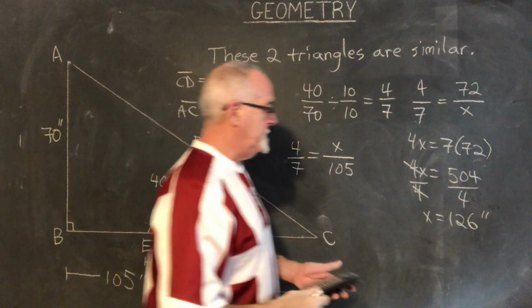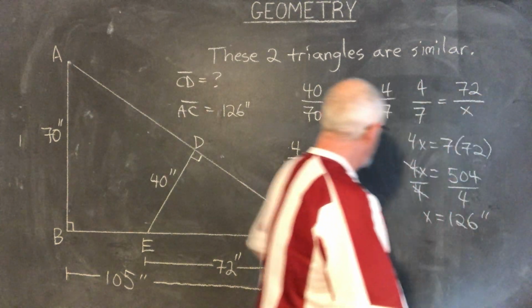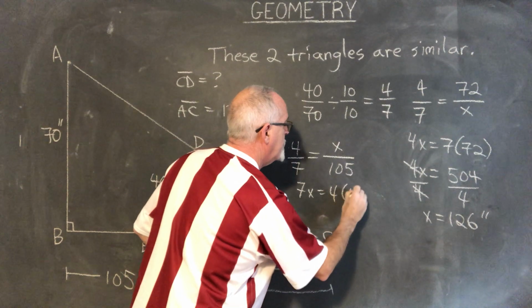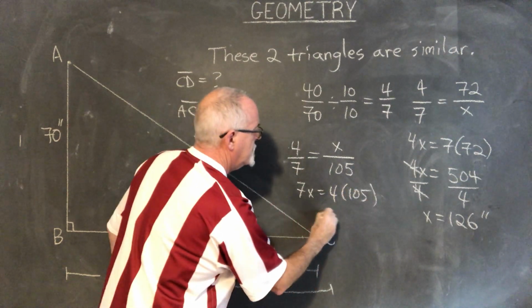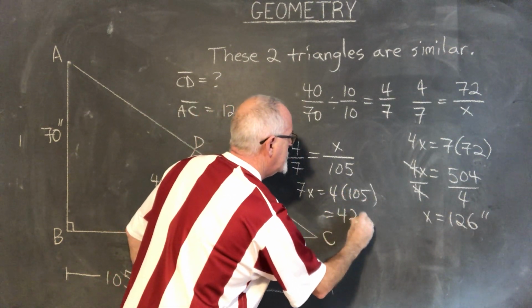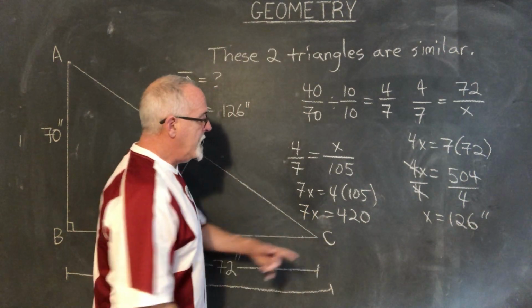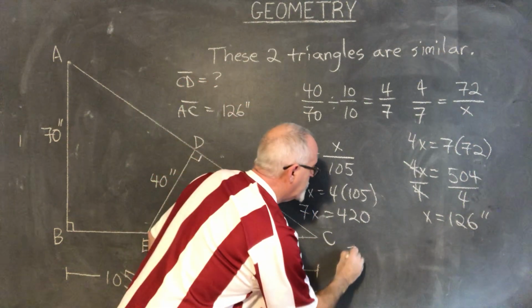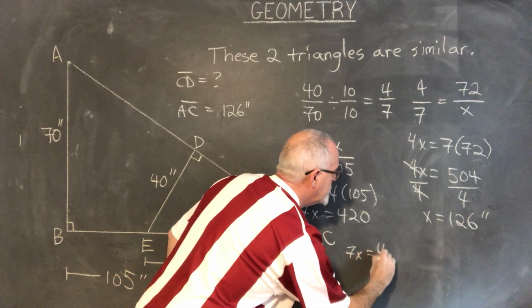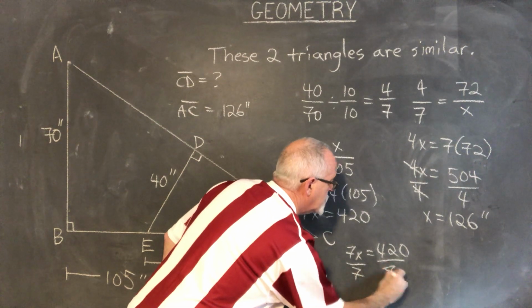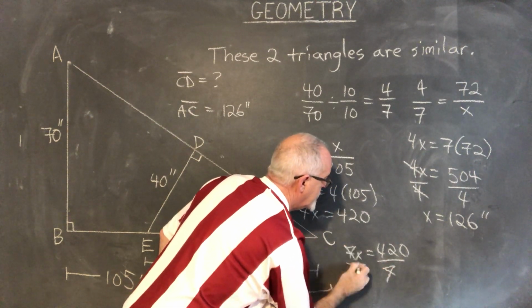Phew, I thought I was missing something in this example. Cross multiplying, 7 times x equals 4 times 105. That's going to be 420. This vertex is in the way, but 7x equals 420. I'll just copy that. I'm dividing both sides by 7. This one's not so tough. That's a 7. Cancel, cancel.